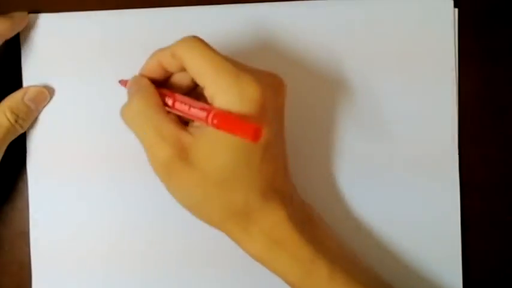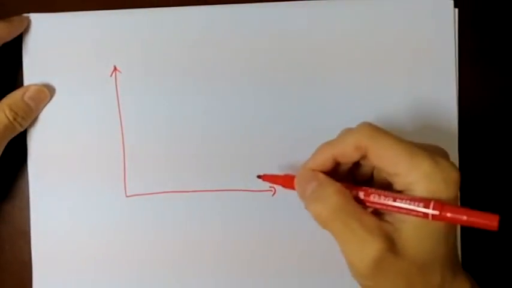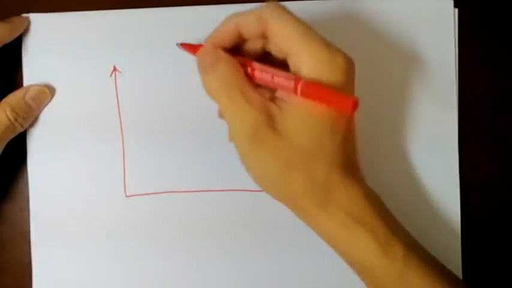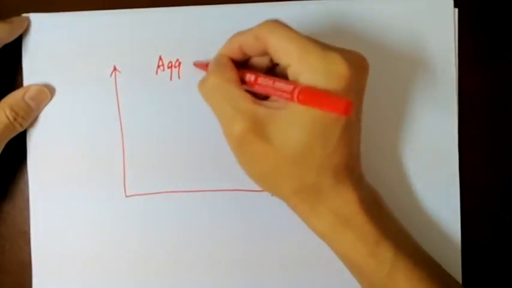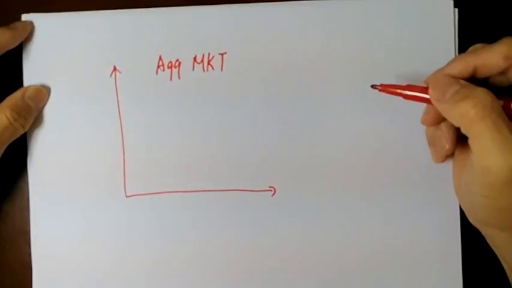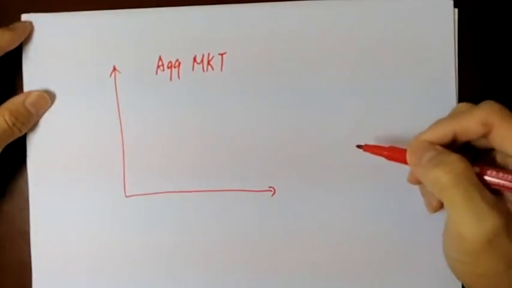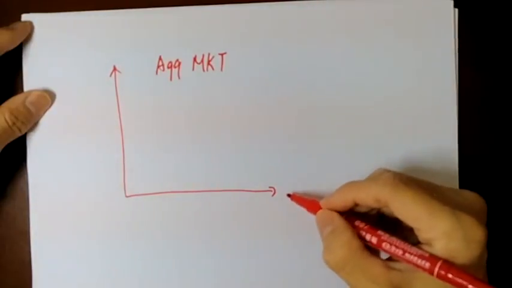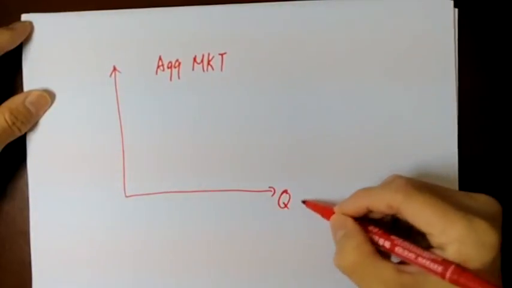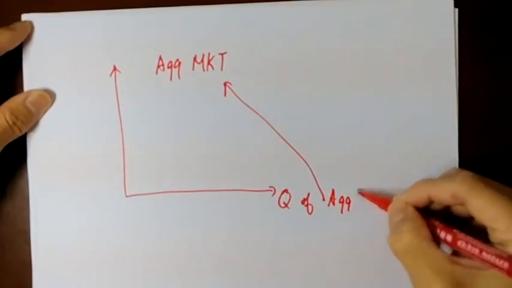Now, let me start all over again. We want to use the demand and supply analysis to analyze the aggregate market. So the first step is to define the variable on the y-axis and on the x-axis. The variable on the x-axis is the quantity of the good, that is, the aggregate market.